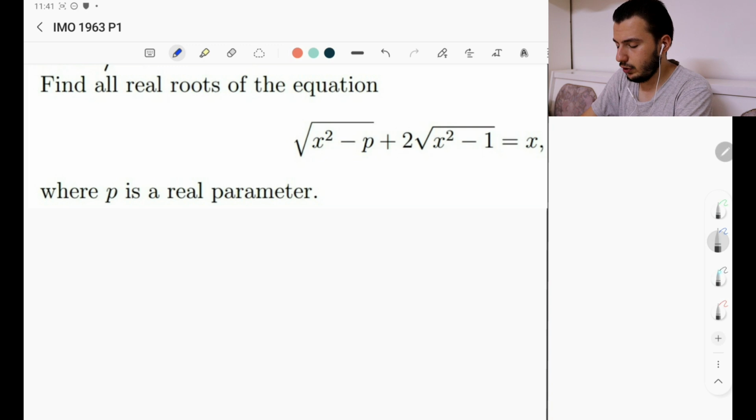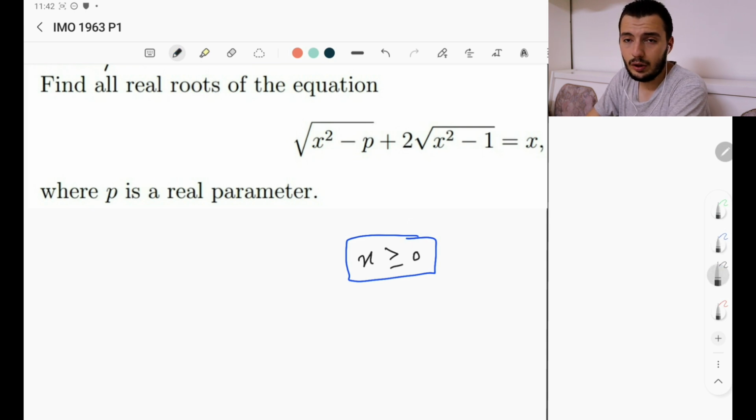Alright, so here for example, since we want to square both sides, we simply need to handle the conditions. What conditions do we have here? Take a look at this equation: a square root plus 2 times a square root is equal to x. We have many conditions here. First of all, x clearly is positive, right? x is positive because it is the sum of two positive numbers. So let's write our conditions. We have x is greater than or equal to 0. This is a condition.